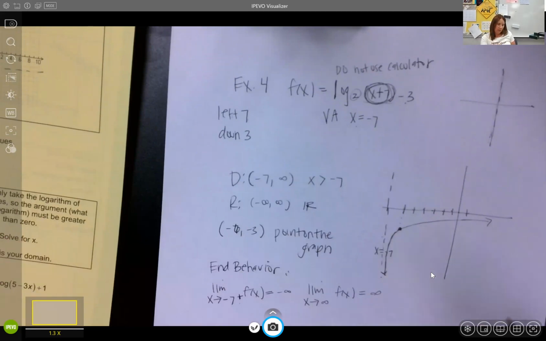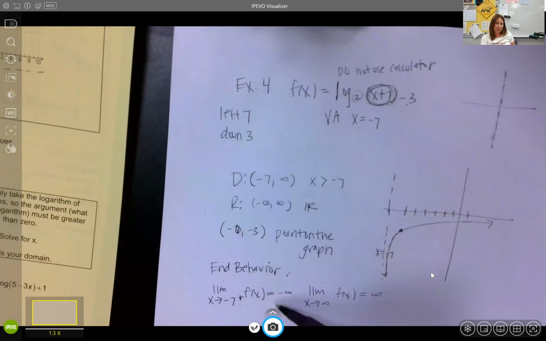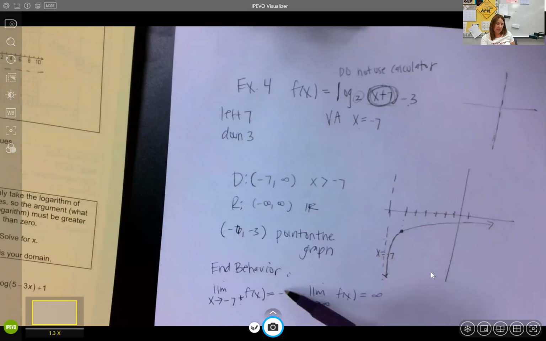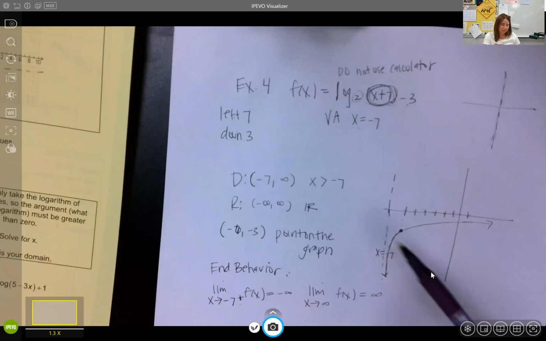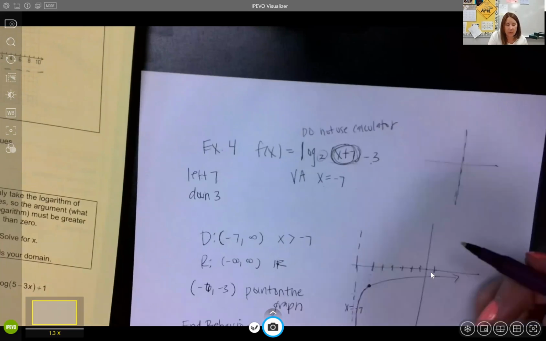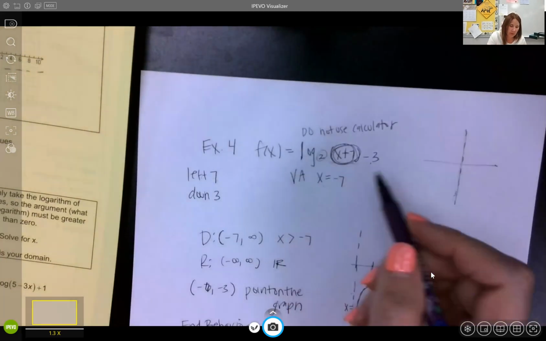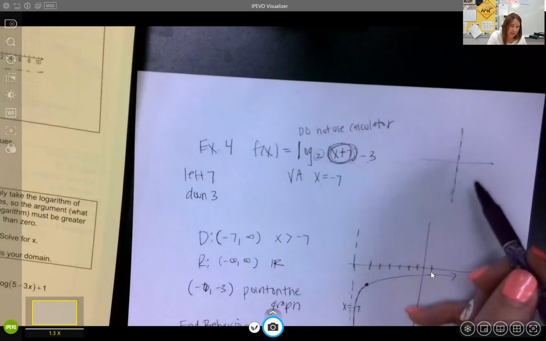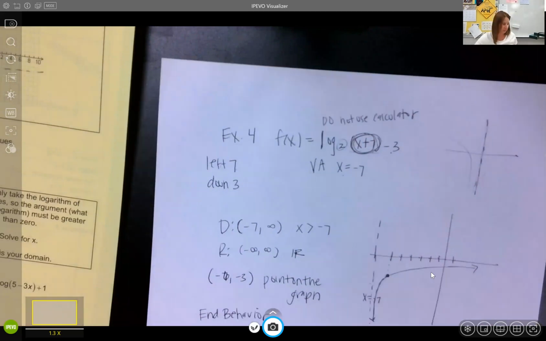Okay, so our end behavior didn't change. Even though we moved left and down, our end behavior is going to stay the same. It's negative on the asymptote and positive. Now that will change if we had a negative on here somewhere. And instead of going this direction, we went this direction. Okay, then that's going to change that.